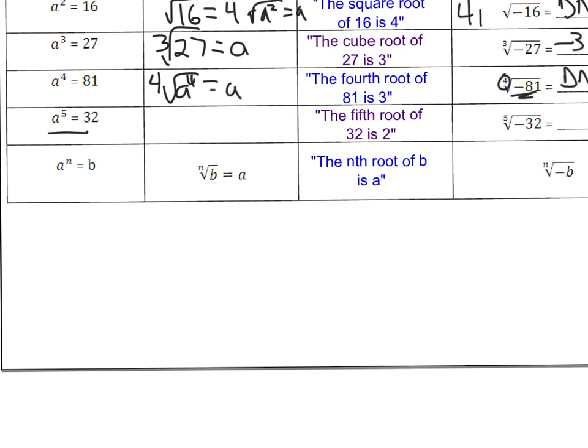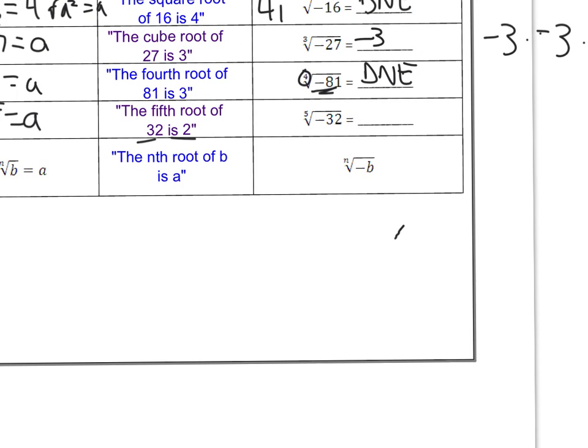So a to the fifth equals 32, so that'd be like the fifth root of a to the fifth equals a. So the fifth root of 32 is 2, so it's saying 2 times 2 times 2 times 2 times 2, 5 times. So this is actually going to be negative 2.